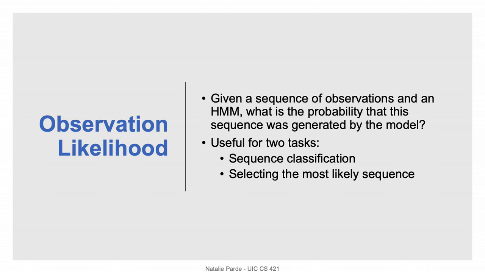The observation likelihood for a sequence is just another way of saying what's the probability that this particular sequence of observations was generated by the model. Answering this question is particularly useful for two tasks: sequence classification and selecting the most likely sequence.